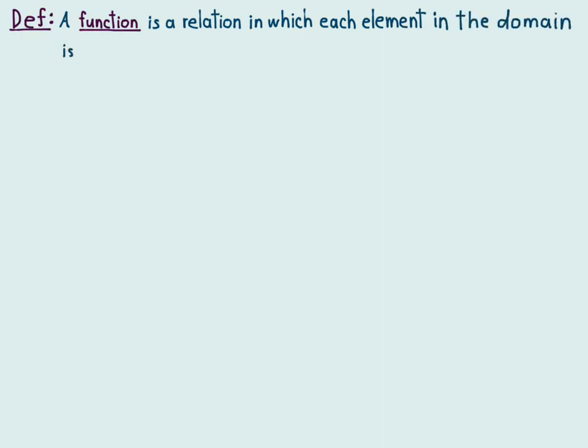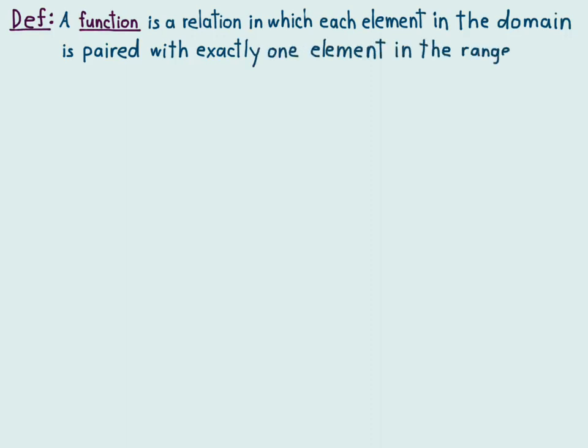So now for some more definitions. A function is a relation in which each element in the domain is paired with exactly one element in the range. Each element in the domain is paired with exactly one element in the range. So you can't have one element in the domain being paired with 2, 3, or 4 different elements in the range.